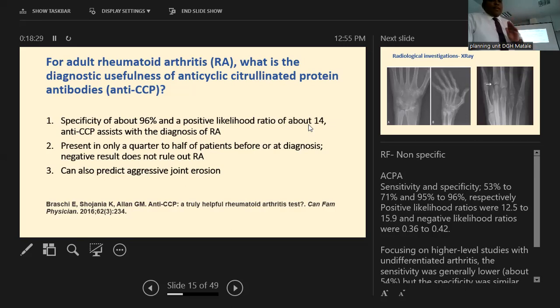In contrast, anti-CCP is more specific, and the specificity is about 96%, and its presence would not only assist in the diagnosis, it also tells you about the prognosis. Because if a patient has a positive anti-CCP, there is a high chance that he might develop a severe form of disease, and he might also develop extra-articular manifestations. And it also correlates with joint erosions. But mind you, this is not a must.